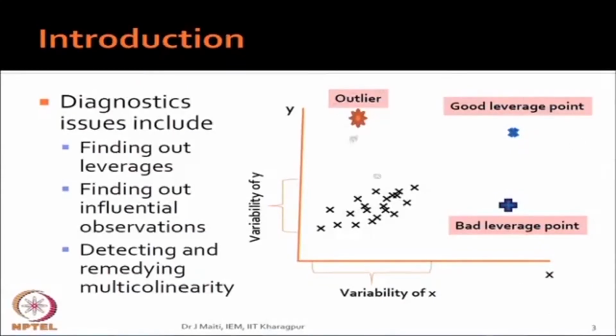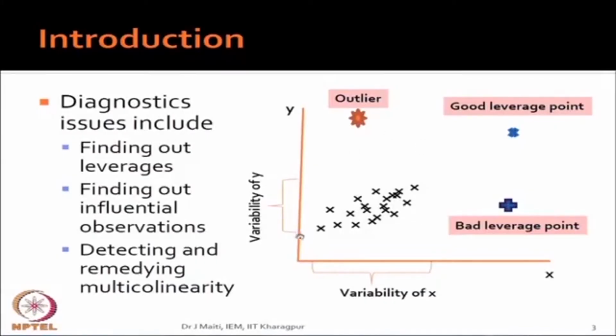Now, all these observations can have influence on the regression estimates. Any observation which influences the regression estimate is known as an influential observation. Generally, an outlier will not affect the regression estimate much, but a leverage point will. For example, there is the good leverage point, which is one lying almost on the straight line.